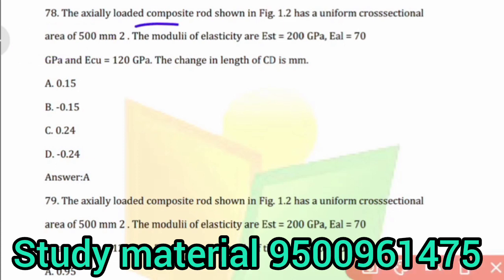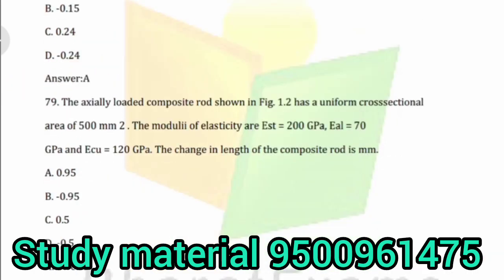The axially loaded composite rod shown in figure 1.2 has a uniform cross-sectional area of 500 mm². The modulus of elasticity for steel is 200 GPa, for aluminum 70 GPa, and for copper 120 GPa. The change in length of CD is dash mm. Option A, 0.15.